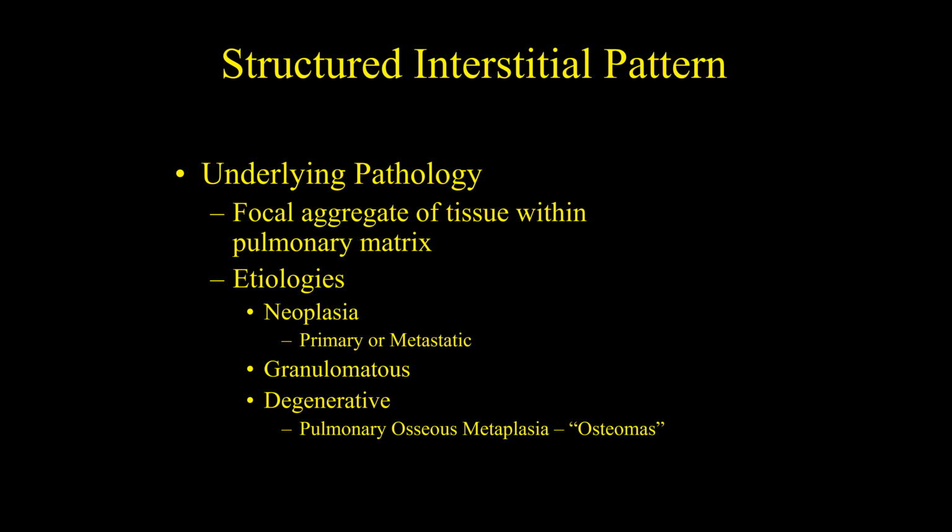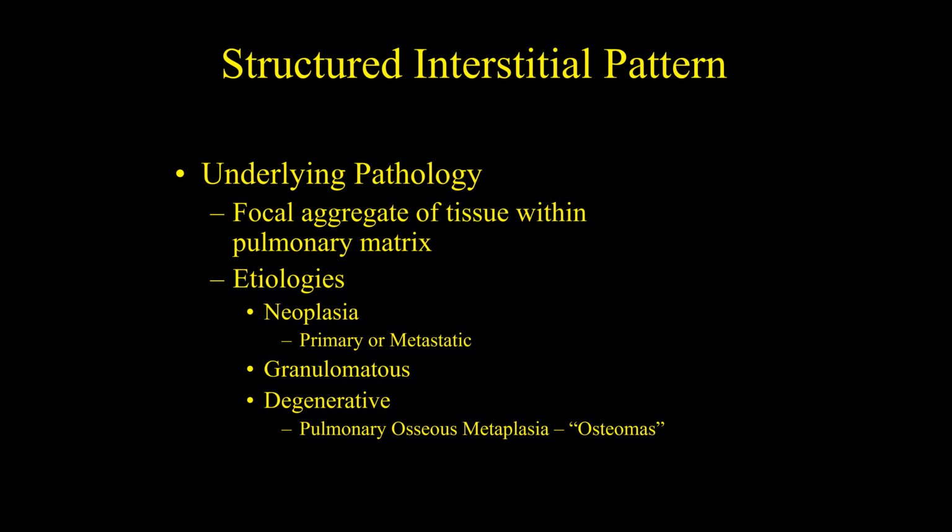The structured interstitial pattern is probably the easiest pattern of all of them. So a structured interstitial pattern, just like the name would tell you, there's something that has structure in the lung. So basically you're looking for a mass or a defined pulmonary nodule, soft tissue nodule, usually in the lung itself. So what causes these? You can have neoplasia, especially if it's a middle-aged to older animal, that causes a mass in the lung. And neoplasia in the lung, you can either have primary or metastatic lung disease. You can also have granulomas that can form in the lung and cause a mass.